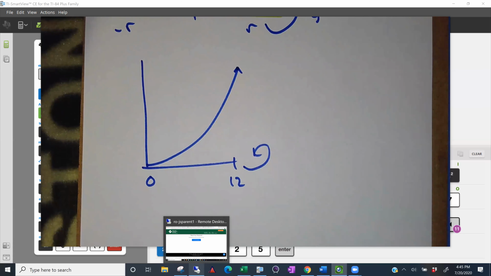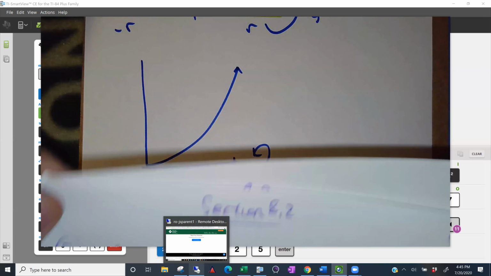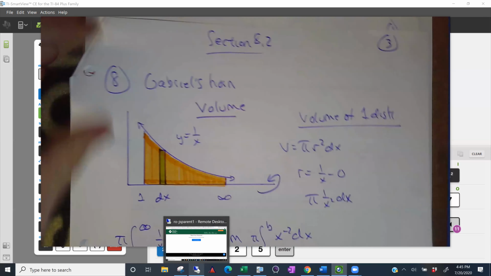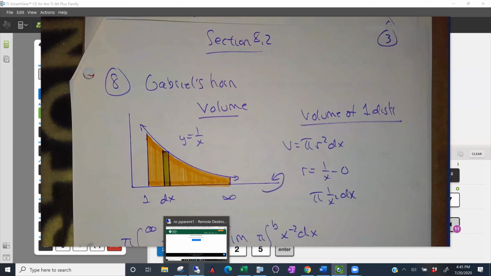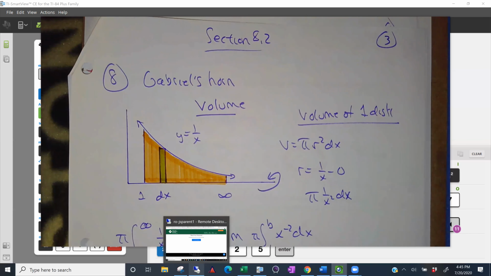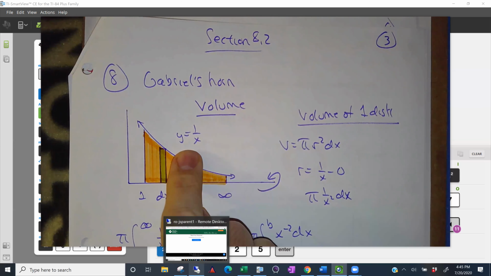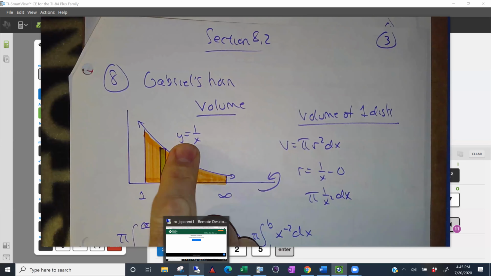So that's what this is all about. In fact, building on that a little bit, let me leave you with this final paradox, just to kind of mess with your mind for a little bit. It's a problem called Gabriel's horn. You're going to take a look at the volume of a solid of revolution of this function, y equals 1 over x, between 1 and infinity.